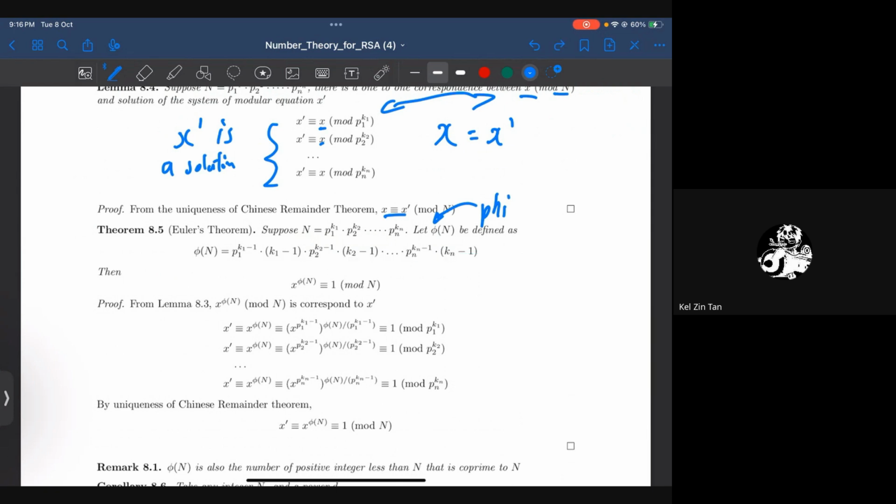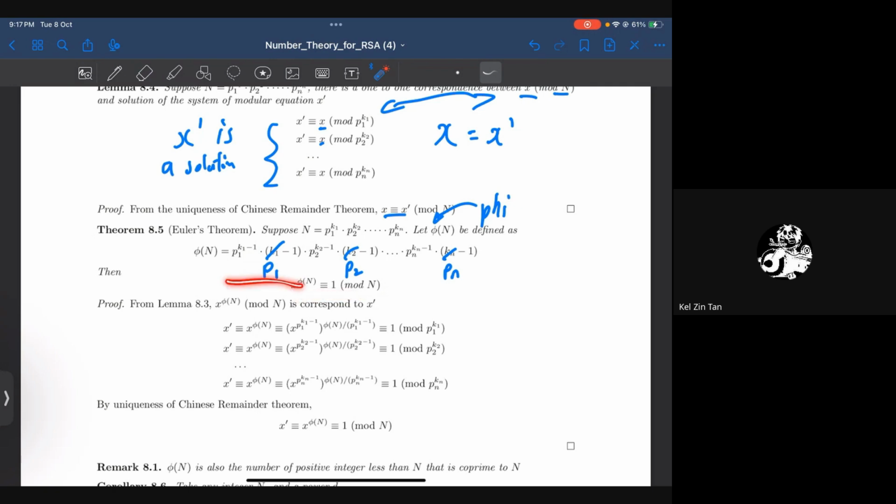Basically you just take all the prime factors, and then the power is k1 minus 1. Oh okay, sorry, this should be p1. This is a typo. So you take p1 to the power of k1 minus 1, and then you multiply by p1 minus 1, and then p2 to the power of k2 minus 1, and then you multiply by p2 minus 1, and so on. So the claim is that when you raise x to phi of n, it will be equivalent to 1 mod n.